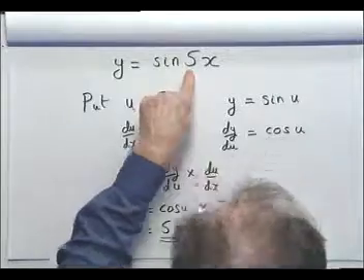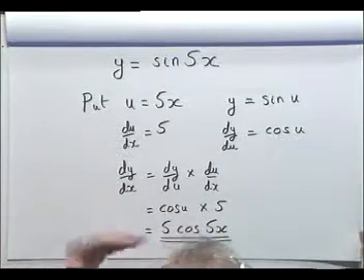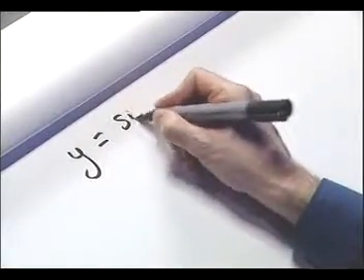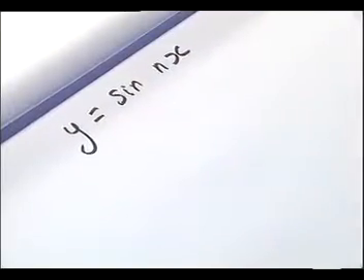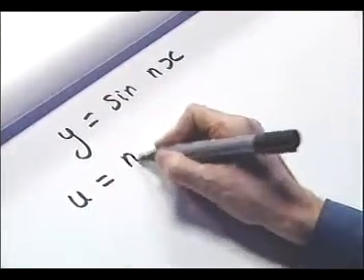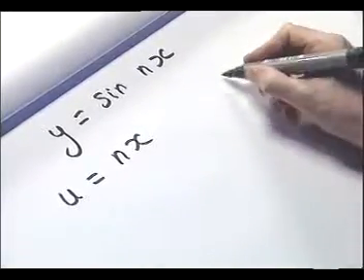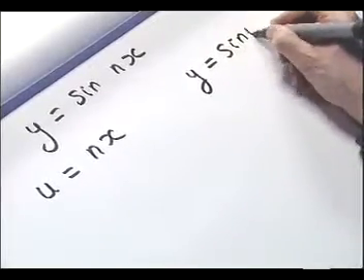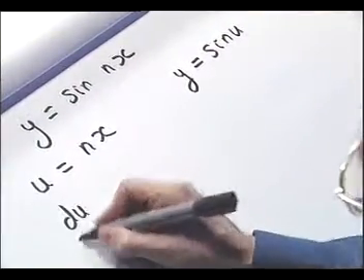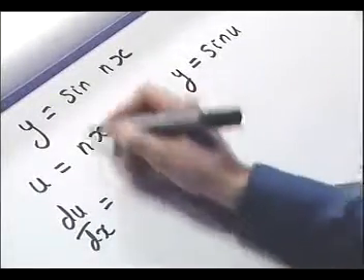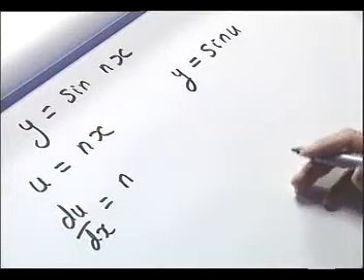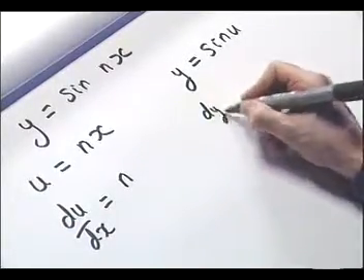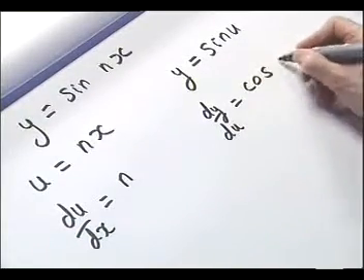So the question is, could we do this with any number that appeared there in front of the x, be it 5 or 6 or a half or 0.5 or, for that matter, n? So let's have a look at y equals sine nx. u equals nx, that's our substitution, and then y is equal to sine u. We can differentiate the u with respect to x, and the derivative of nx is just n, because n is a constant, a number, and dy by du is equal to cos u.